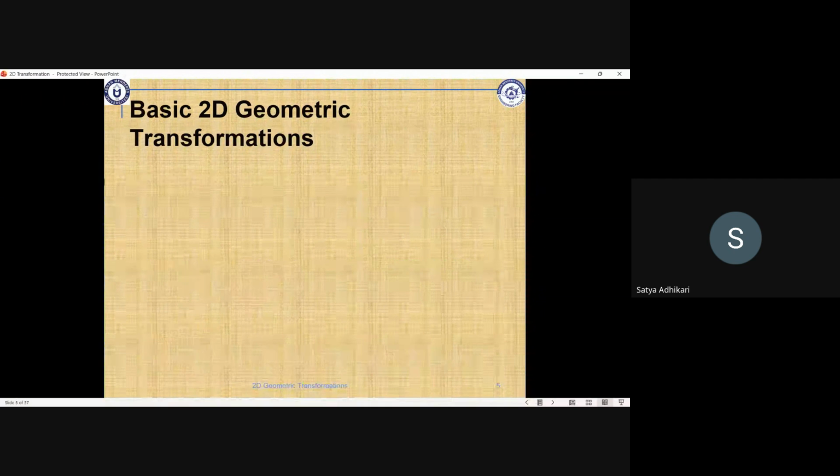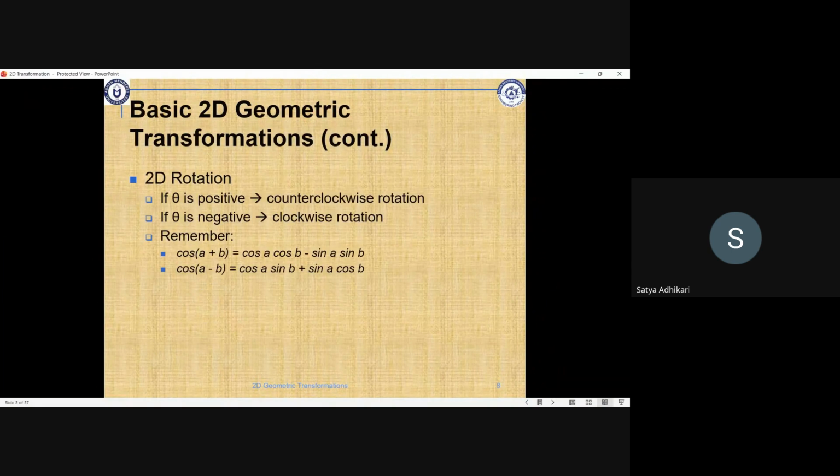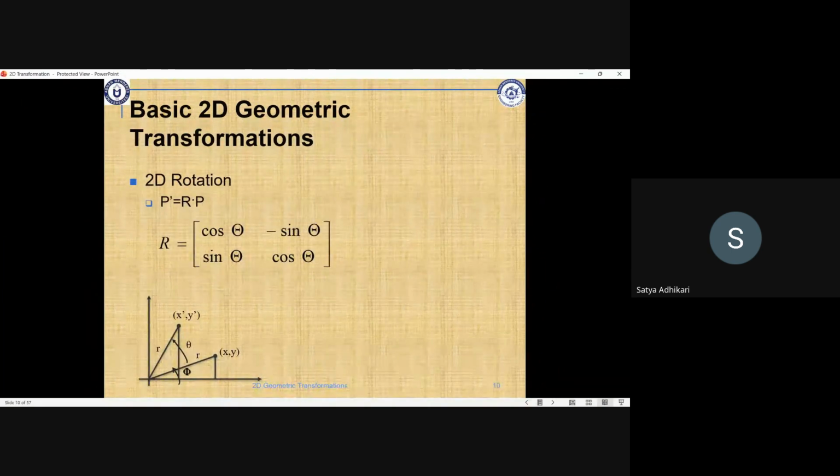But in place of your rotation, that is P dash equal to R dot P. So what is R? That is your R: cos theta, minus sin theta, sin theta, plus cos theta. If you multiply this, you will get the same formula as the previous one.